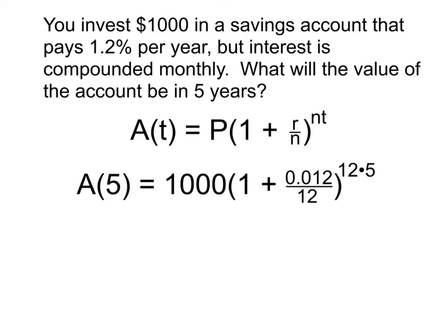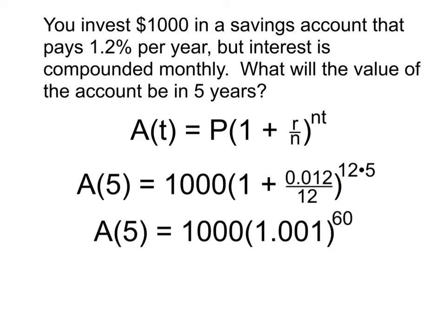Notice what this equation is doing. It's taking our 1.2% that we get every year, and it's breaking that up into 12 little pieces. But because this is happening every month instead of just once a year, that means it's compounding more often during the 5 years as well. So it's actually going to compound 60 times instead of just 5 times.